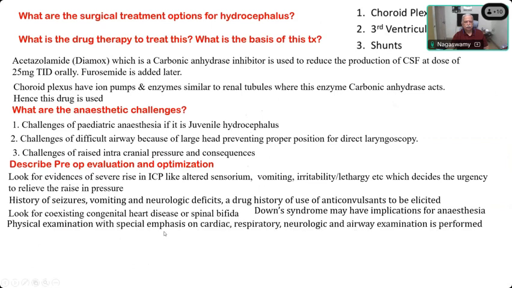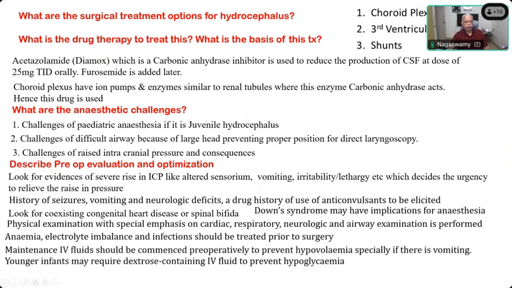Physical examination with special emphasis on cardiac, respiratory, neurologic, and airway. Anemia, electrolyte imbalance, and infections are to be treated prior to surgery. Maintenance IV fluid should be commenced preoperatively if the patient is already having vomiting, to prevent hypovolemia. Young infants may also require dextrose because they can become hypoglycemic. Standard fasting guidelines are advised.